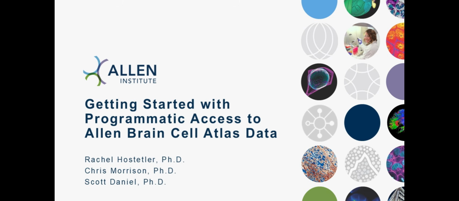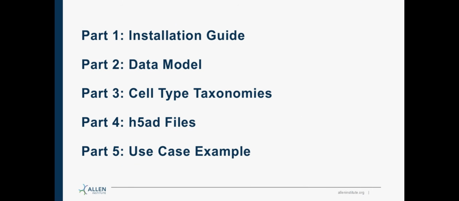Today we'll be showing how to programmatically access data from the Allen Brain Cell Atlas. This webinar will contain 5 parts, so feel free to skip any if they're not useful for you. The first part is the installation guide, followed by the data model. Then we'll go over cell type taxonomies. Next, working with H5AD files. And finally, a use case example. At the end, we will also share helpful resources for using these data.